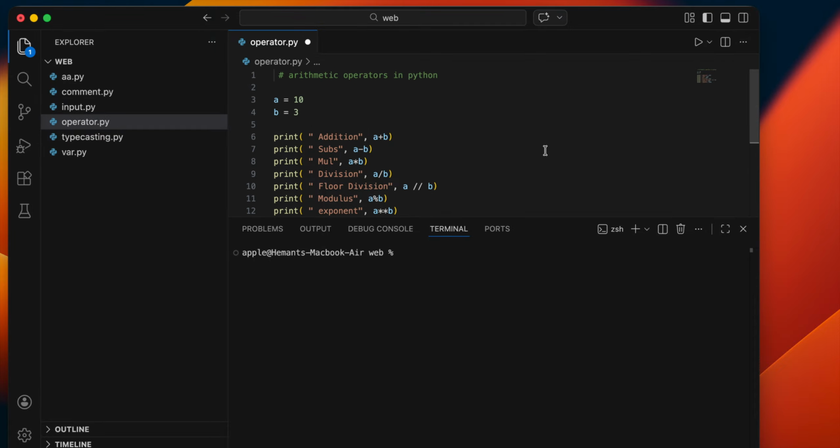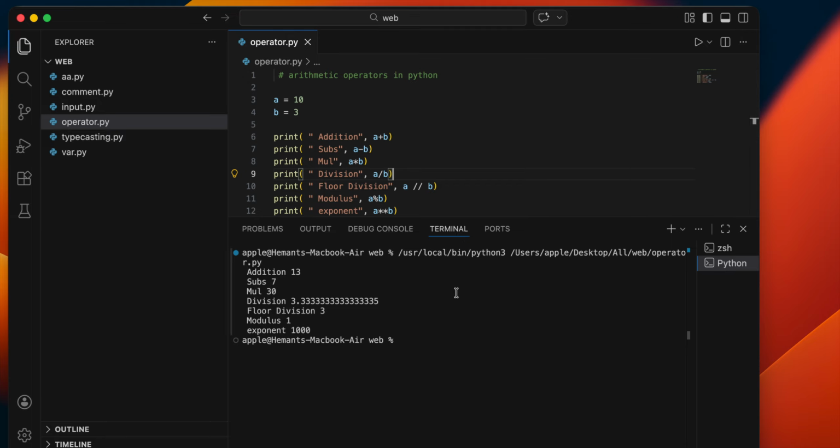Now let's run the program, right? So if you can see, the first operation is addition. It gives us 10 plus 3, 13, and we are using the plus operator here, which is important to understand how Python is executing. Similarly, 10 minus 3 gives us 7 for subtraction. Multiplication gives us 30, 10 into 3.